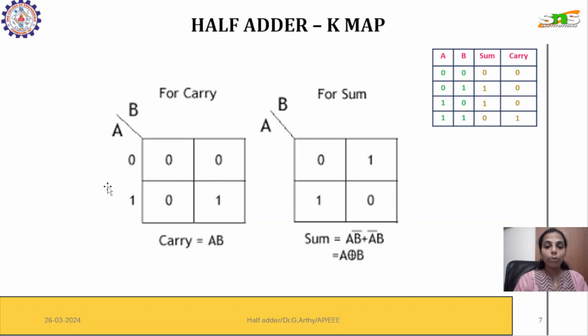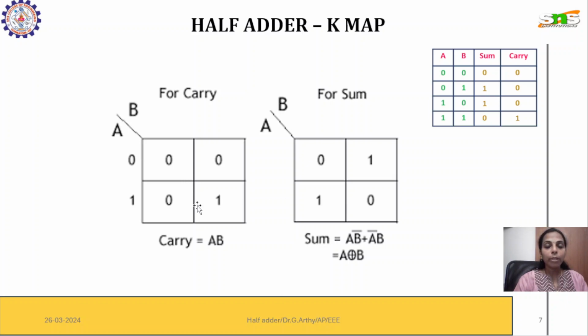Similarly, we'll be doing for carry, right? This is the cell corresponding to 0, 0, 0, 1, 1, 0 and 1, 1. Only for the cell with 1, 1, we have the carry value as 1. And for all the remaining 3 cases, it is 0. So this is the K-map.